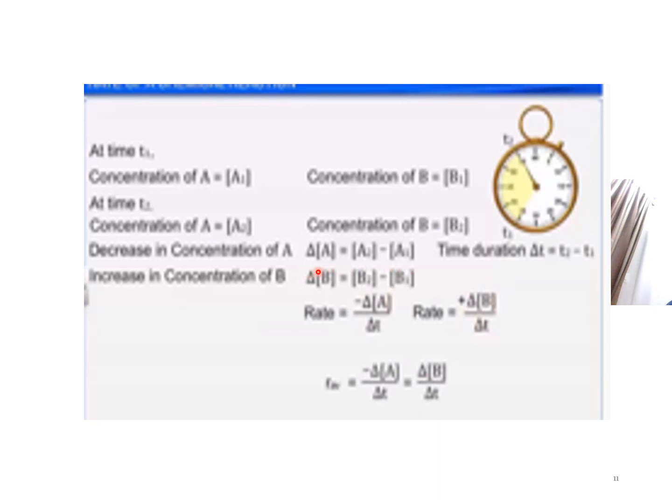To make this negative into positive, you have to put a negative sign there. So let's see how. Delta A is equal to A2 minus A1. The time duration will be what? Delta T is equal to T2 minus T1.